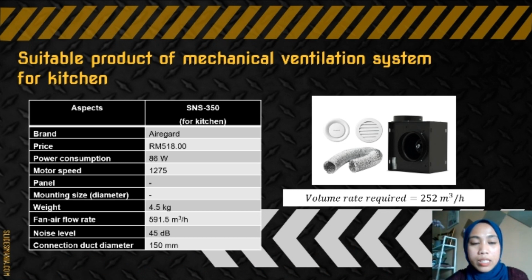Here is the suggested product of the mechanical ventilation system for the kitchen and bathroom. What we choose is a typical exhaust system. For the kitchen, we have the SNS 350 from the brand Airregard, with a reasonable price of only 518 ringgit and power consumption of only 86 watt. It has a motor speed of 1275 rpm and is lightweight, only 4.5 kg. Most importantly, the flow rate is 591.5 meter cube per hour, which is more than the volume rate required for the kitchen that we calculated earlier. The noise level is only 45 decibel, and the connection diameter is 150 mm.